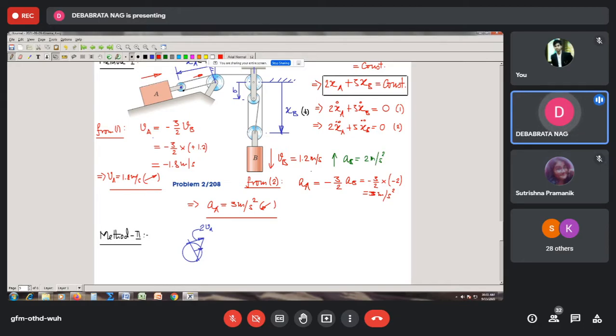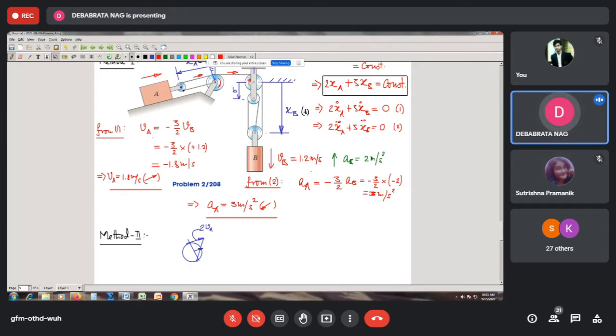So it means that this string will also go in this direction because this is a fixed pulley. So if this one goes in this direction, this pulley will try to rotate in the clockwise sense. As a result, the motion of the string will be like this. So coming to this pulley, I see that it will also rotate in the clockwise sense.